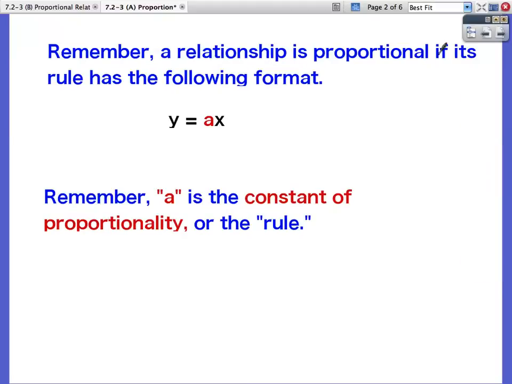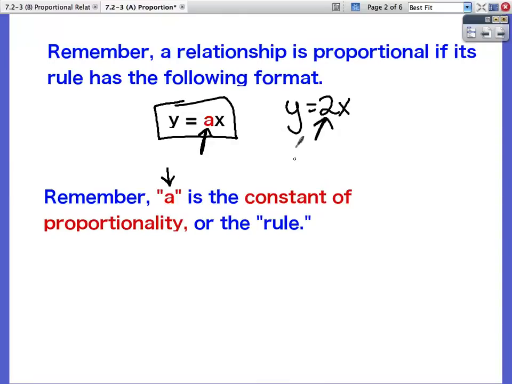Here's some things that are important to remember: that a relationship or a rule that is proportional has to have this format. That's crucial. And remember that these A's right here, that's called the constant of proportionality, or the rule, or the multiplier of x, the thing that's multiplied by the input. So for example, if I had a rule like y equals 2x, well, 2 is my constant of proportionality because that's the A in this equation.